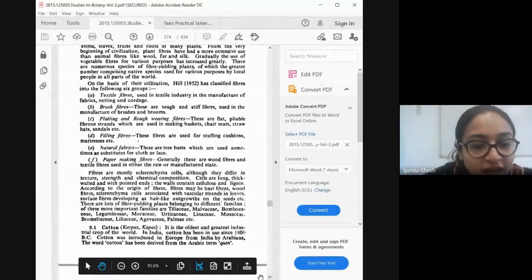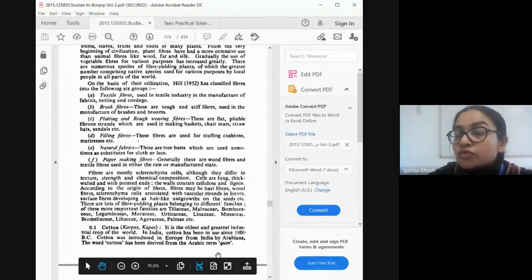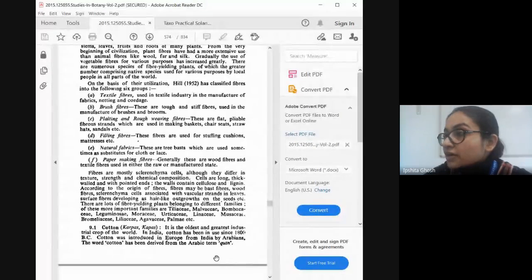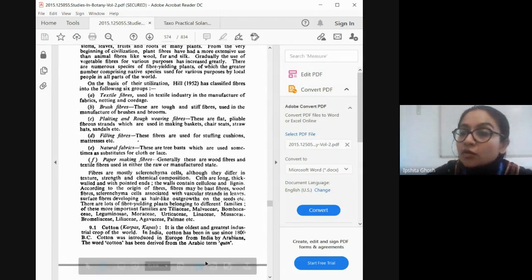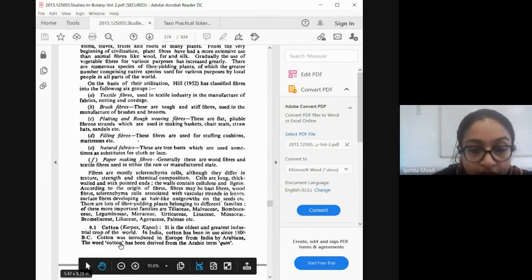So it is the oldest and the greatest industrial crop in the world. Cotton has been used since ages, all of us know, and it is used for different purposes, right from the clothing industry to first aid. We use it for application of medicines also. So cotton is universally used, and it has no replacement, because no other thing has been able to replace the use of cotton. So cotton is very important.